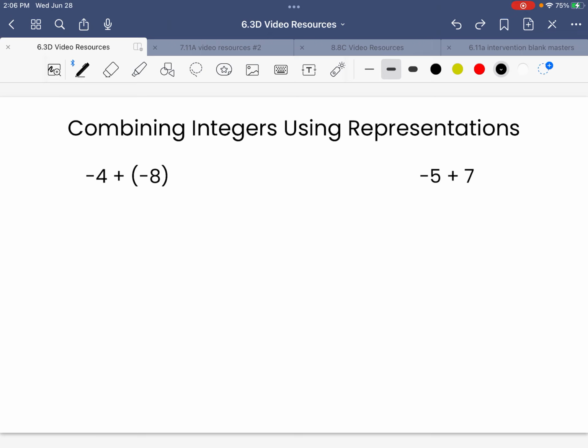So if we look at the first problem, we have -4 combined with -8. So I can represent 4 negatives by showing 4 minus signs. And I'm combining that with 8 negatives, which I can represent with 8 negative signs. And since I'm combining everything, that means I'm looking at it all together. My solution is a -12.